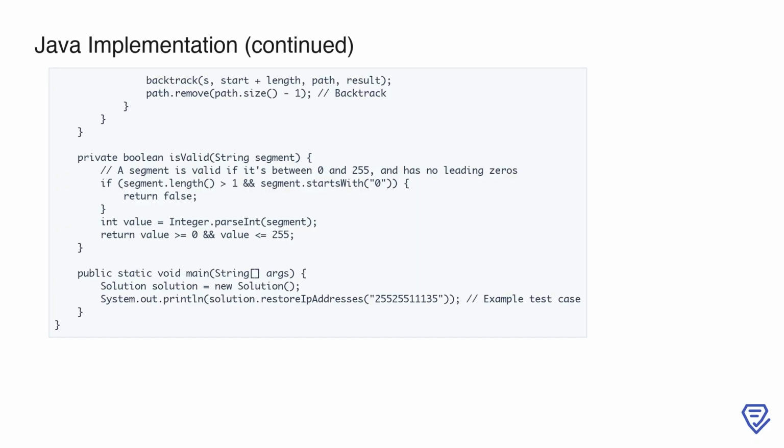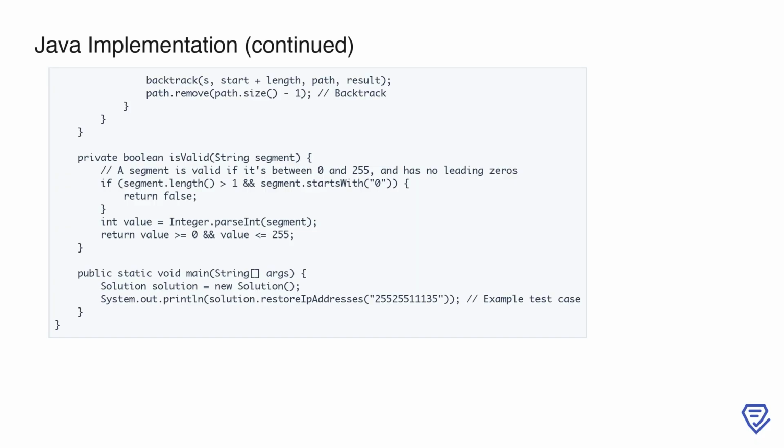The isValid function is responsible for verifying whether a segment is a valid part of an IP address. A segment is considered valid if it does not start with a leading 0, unless it is exactly 0, and its numeric value lies between 0 and 255. For segments with more than 1 character, any leading zeros make the segment invalid. In the isValid method, we check these conditions and return true or false accordingly.